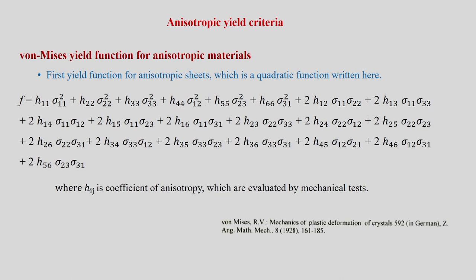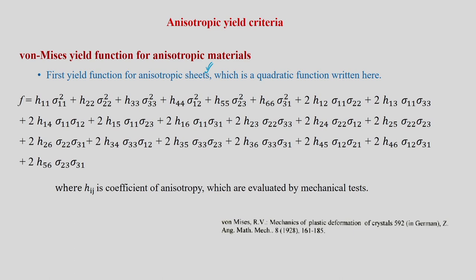So when you speak about anisotropic yield function or criteria, von Mises himself has given one anisotropic yield function, which is written here. Okay, it's a pretty long one, and it is of quadratic nature. This is the first yield function of anisotropic sheet, that's what it is claimed, and it is a quadratic function. Okay, so f is nothing but a function, and you can see that you have sigma 11, 22, 33, 12, 23 and 31 and interactions between them.